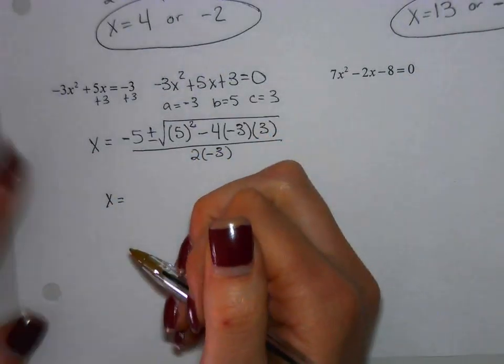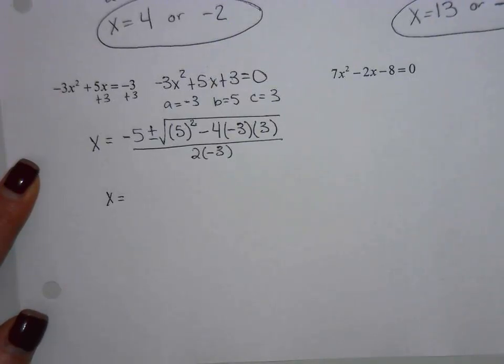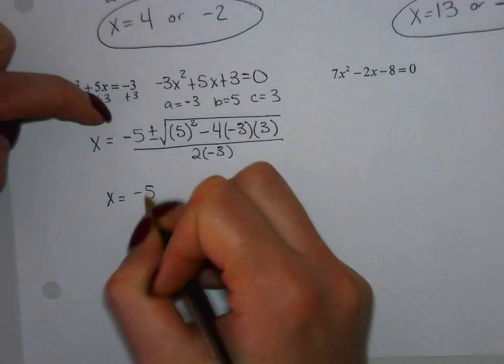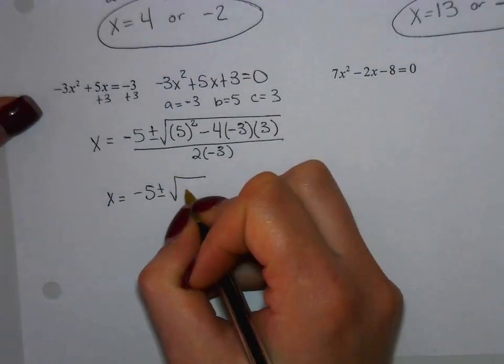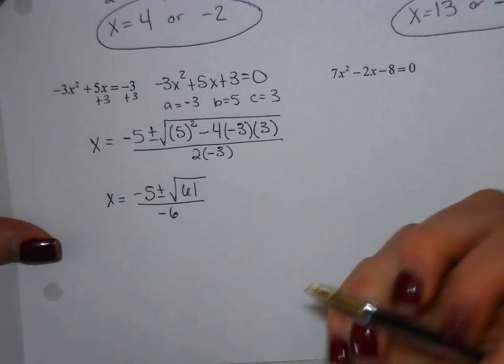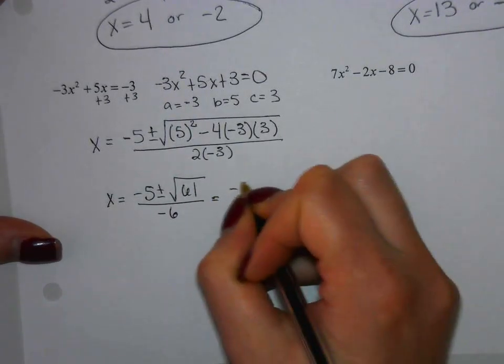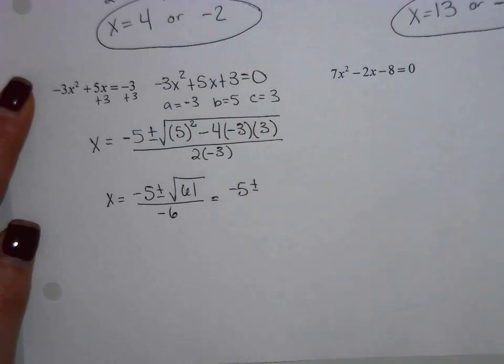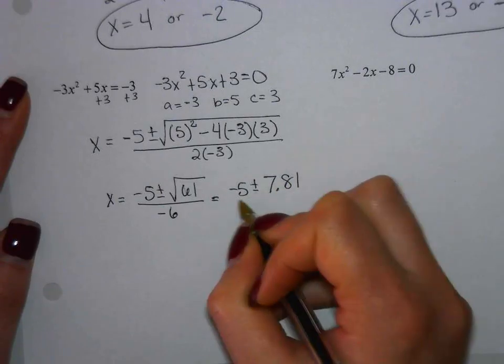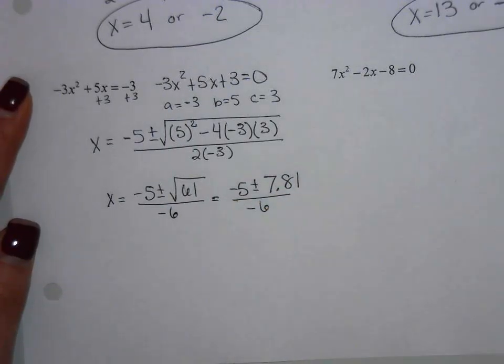So let's find our discriminant. 5 squared minus 4 times negative 3 times 3. So we end up, we still have our negative 5 plus or minus, but now we have the square root of 61 divided by negative 6, because 2 times negative 3 is negative 6. Now if we take the square root of 61, when we round to the nearest hundredths place, it's 7 and 81 hundredths divided by negative 6.